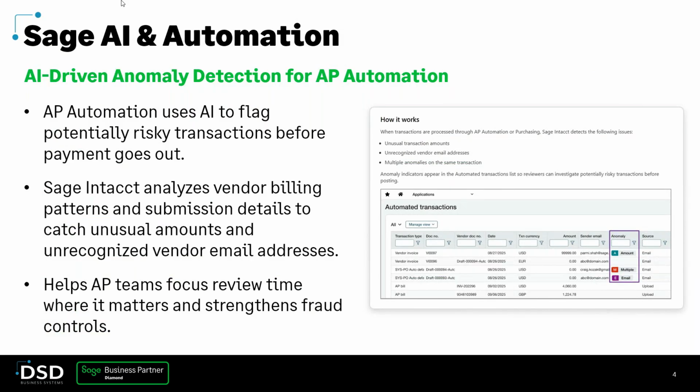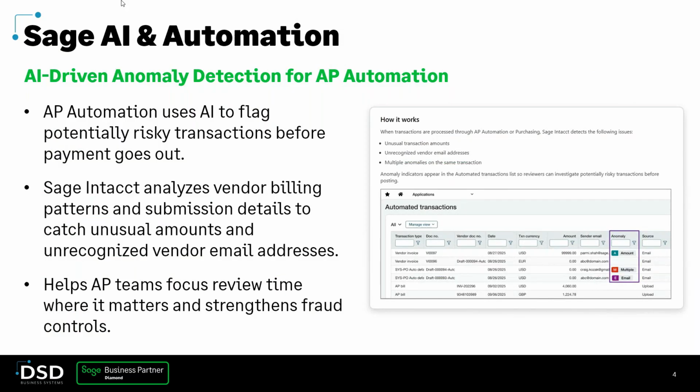So AP automation, some of the things that they're going to be adding in here is really doing more anomaly detection. Right now, as you know, if you're using AP automation, when it brings in those bills, it does notify you already if it's a duplicate bill. It lets you know that it came in through email or through an upload. So it already gives you some of that, but it's taking it a step further.